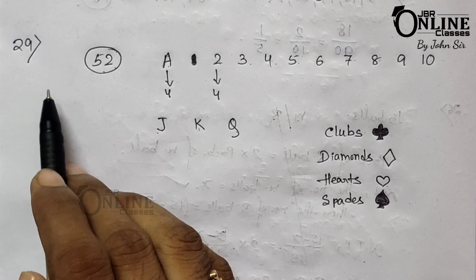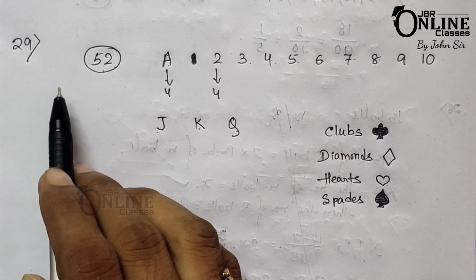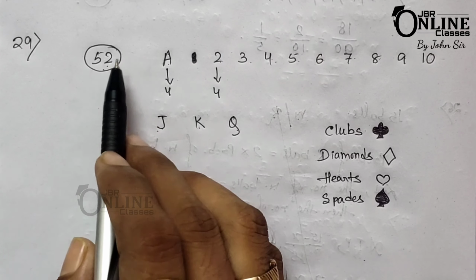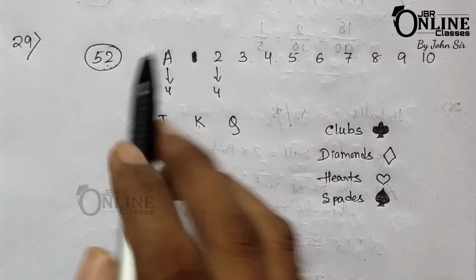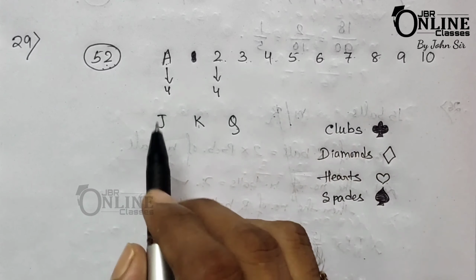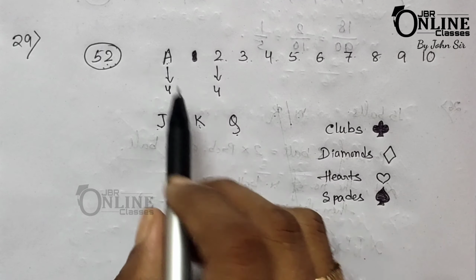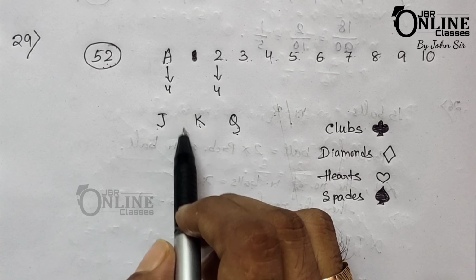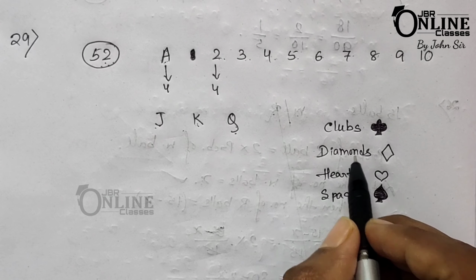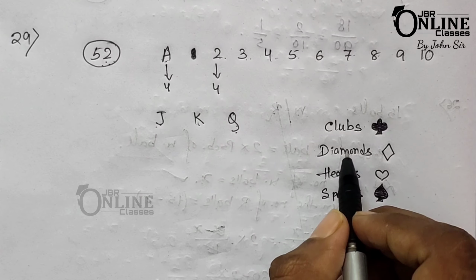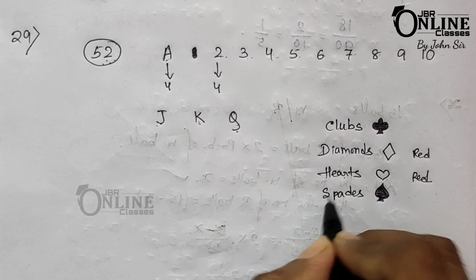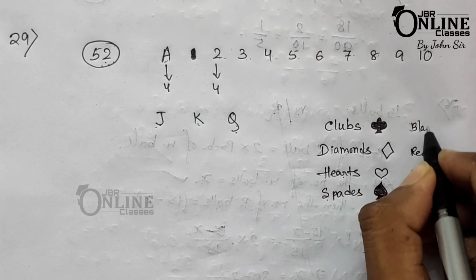Now sum number 29. A card is drawn from a well shuffled pack of 52 cards. In a pack there are a total of 52 cards, and the card values are A, 2, 3, 4, 5 up to 10, and then J, Q and K. So there are 13 types of cards, and each type has 4 suits: clubs, diamonds, hearts, and spades. Diamonds and hearts are red in color, and spades and clubs are black.